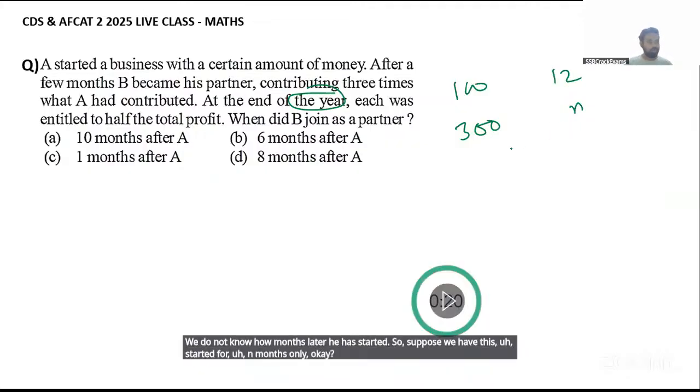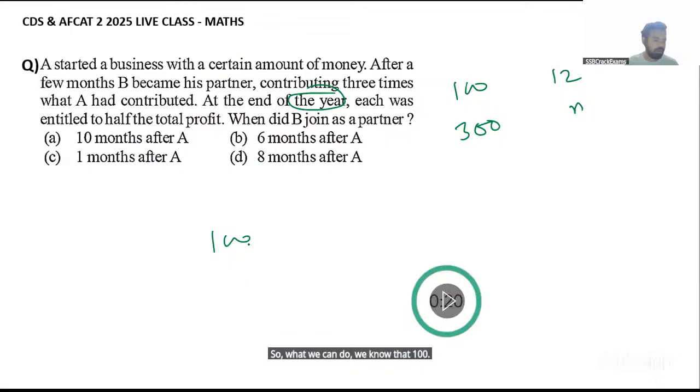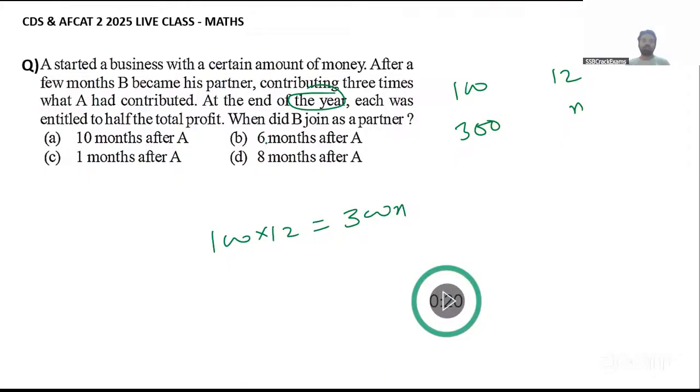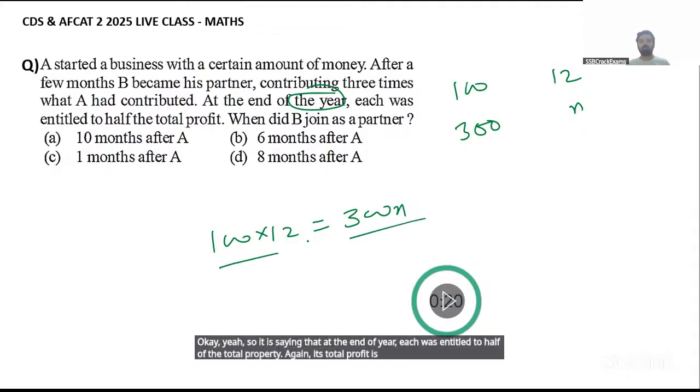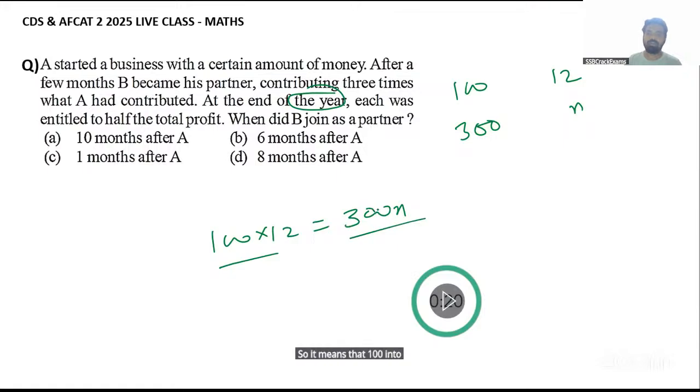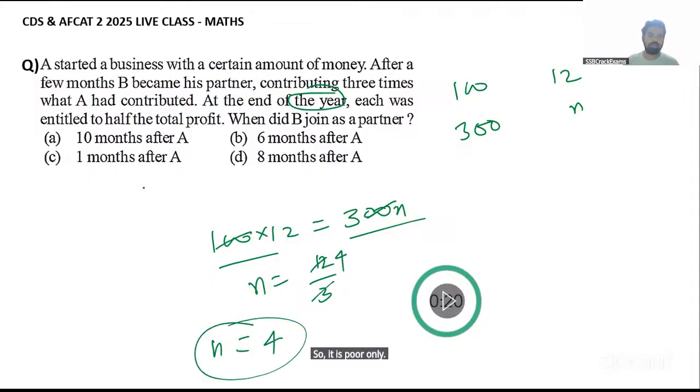So what we can do, we know that 100 into 12 is equal to 300 into n. It is saying that at the end of the year, each was entitled to half of the total profit. It means its profit is equal to its profit. So 100 into 12 is equal to 300 into n. From here we can see that n is equal to 12 upon 3, so it is 4 only. It means that n is equal to 4.